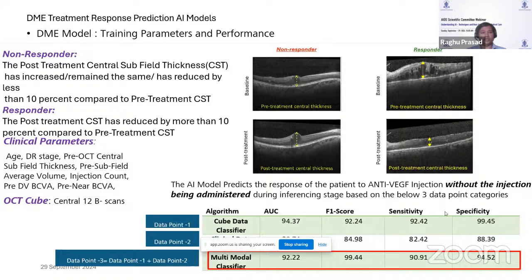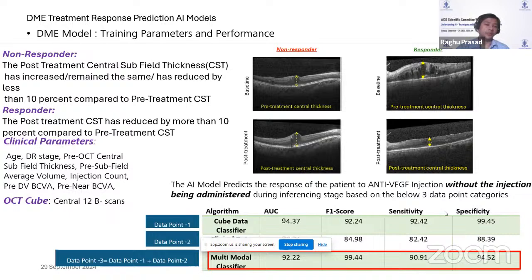So in summary, we were able to develop the diabetic macular edema model with certain parameters that were assessed here: the central subfield thickness, the age of the patient, the diabetic retinopathy stage, whether he's in a proliferative DR stage or non-proliferative DR, mild or severe, and so on. Then the pre-OCT central subfield thickness volume, because this is one of the key parameters that was found to influence the anti-VEGF response condition from the AI model. And then certain other parameters like the average volume, the count of injections, how many times the injection has been administered, and of course the visual acuity from the Snellen's chart or something like that.